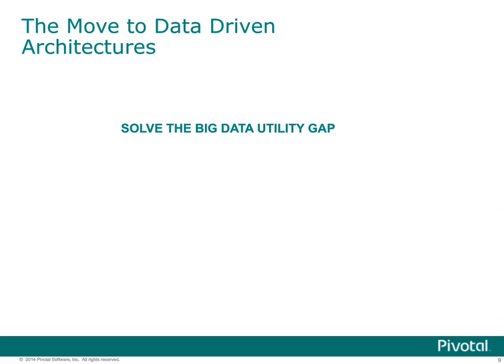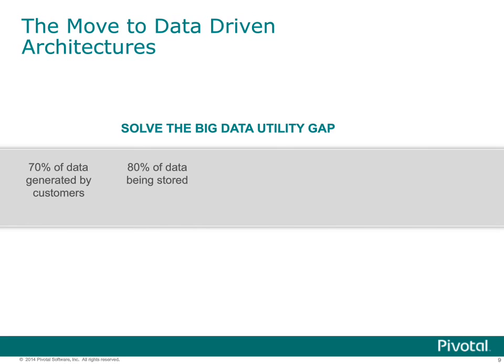So as we go forward, what problem are we really trying to solve here in terms of embracing this big data notion? It is what IDC terms the big data utility gap. What we're trying to do is solve the challenge that we're generating more and more data, whether that's from customers, sensors inside of jet engines, or a wind turbine generating sensor data for its output, for wind speeds, et cetera. And a challenge that we run into is that we're generating large, large volumes of data.